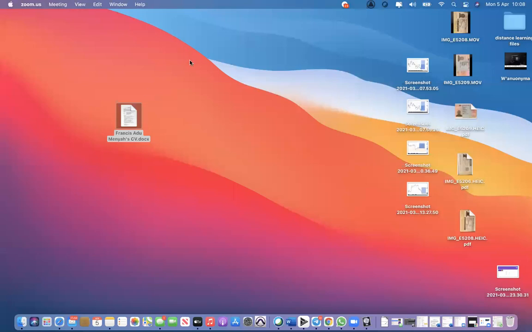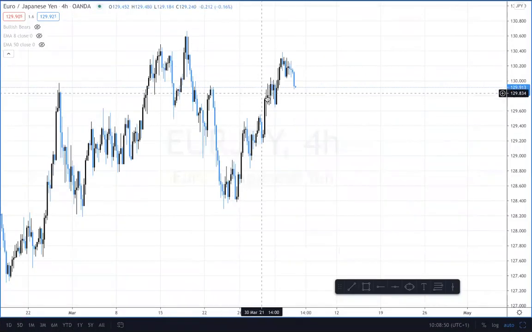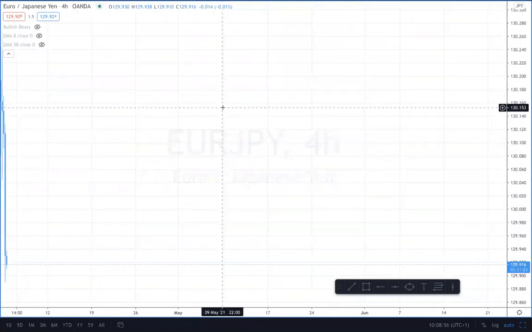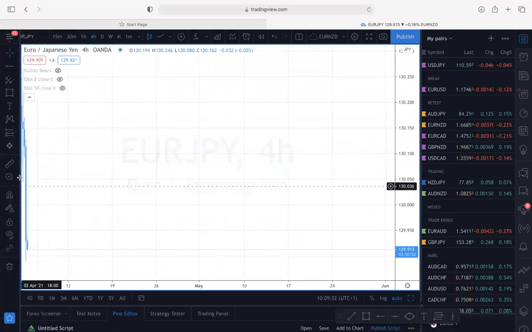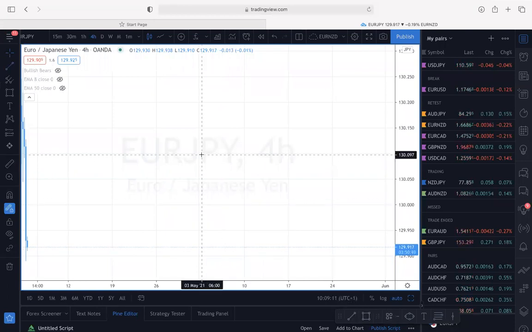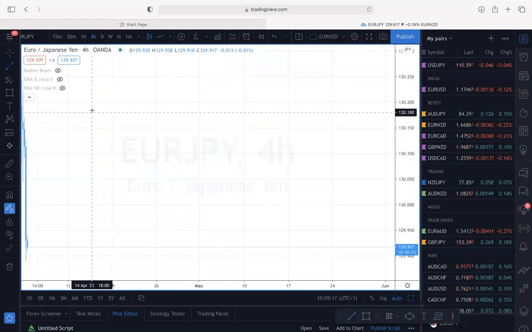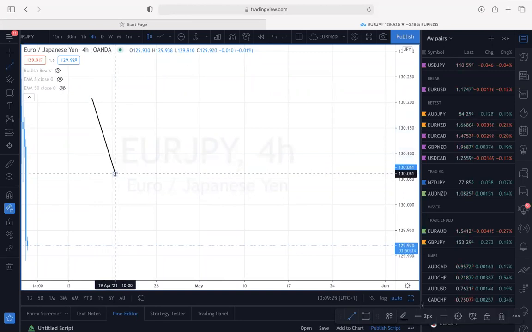Okay, so breaker blocks. Breaker blocks are quite simple in their usage. Personally, in my experience, using breaker blocks is more high risk, because it's not so easy to predict which way price is going to mitigate and where to put your stop loss. All right, so assuming price is coming down in a downtrend.